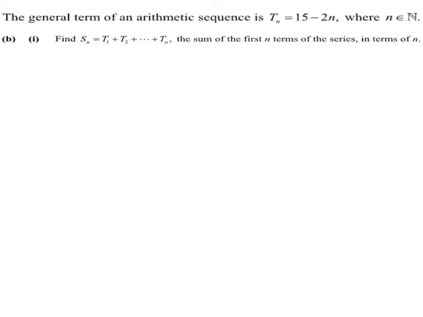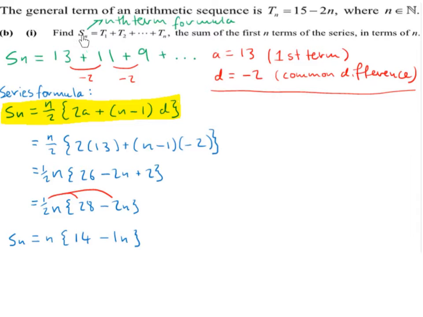Part B. Find Sn equals T1 plus T2 plus ... plus Tn, the sum of the first n terms of the series in terms of n. So find Sn basically means find the formula for the sum. So our series is Sn equals 13 plus 11 plus 9 plus ... And we got these numbers from part A. The only thing that's different is we have pluses in between instead of commas. So our first term was 13, our second term 11, our third term 9, and so on.